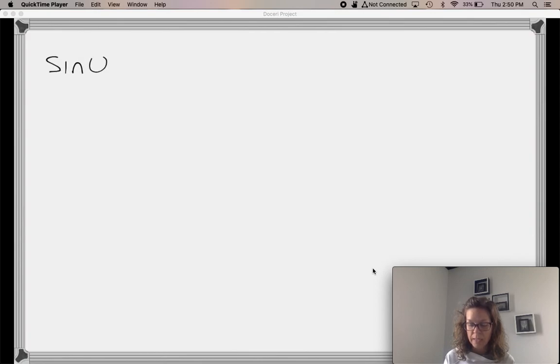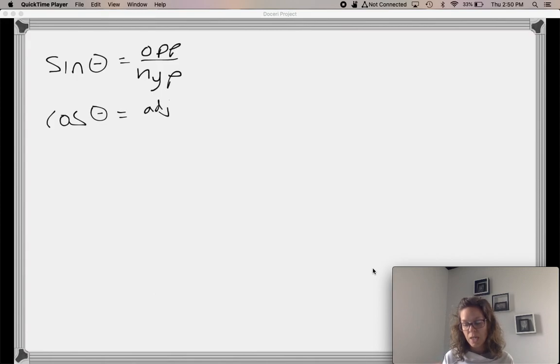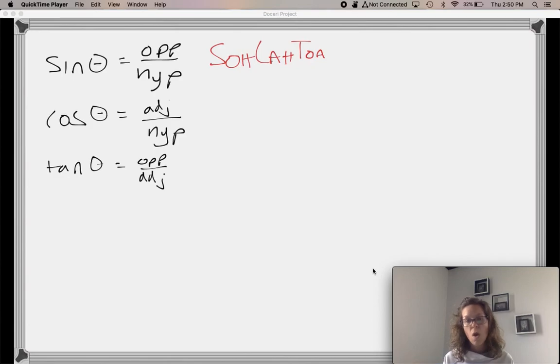We learned that sine of an angle is opposite over hypotenuse, that cosine of an angle is adjacent over hypotenuse, and that tangent of an angle is opposite over adjacent. And then we talked about some ways to remember that with either SOHCAHTOA or spelling that out with Oscar had a heap of apples. So we learned three trig functions so far.